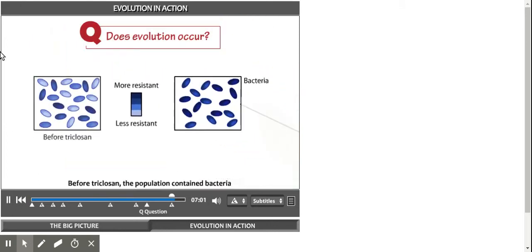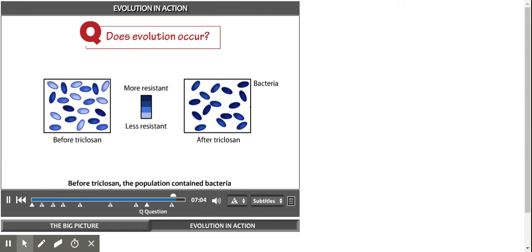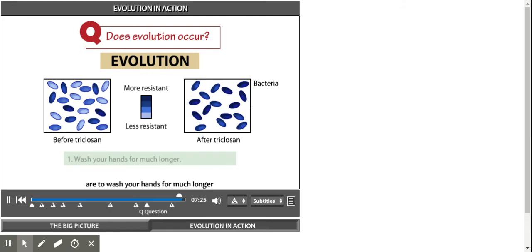Before triclosan, the population contained bacteria with a wide variation in resistance. But after washing with triclosan, the population contains just the most resistant bacteria. By using this product, you have selected for the most resistant bacteria and thus caused evolution to happen. What can you do about this? The two simplest alternatives are to wash your hands for much longer or use soaps without antibacterial agents.